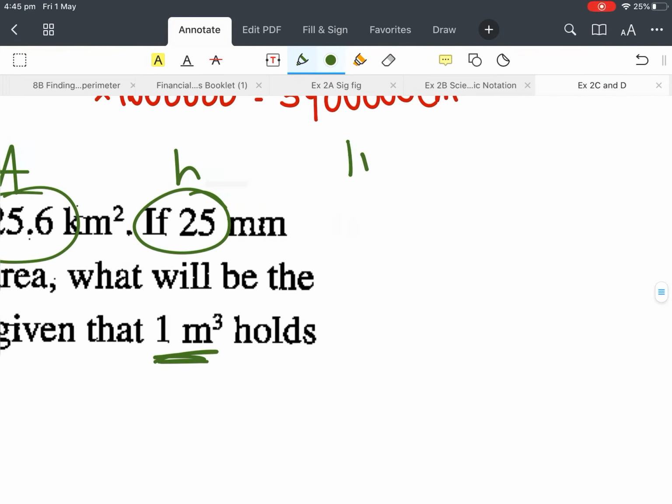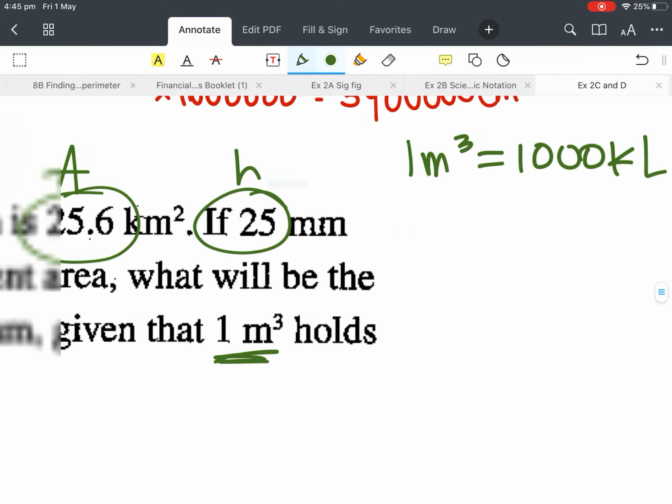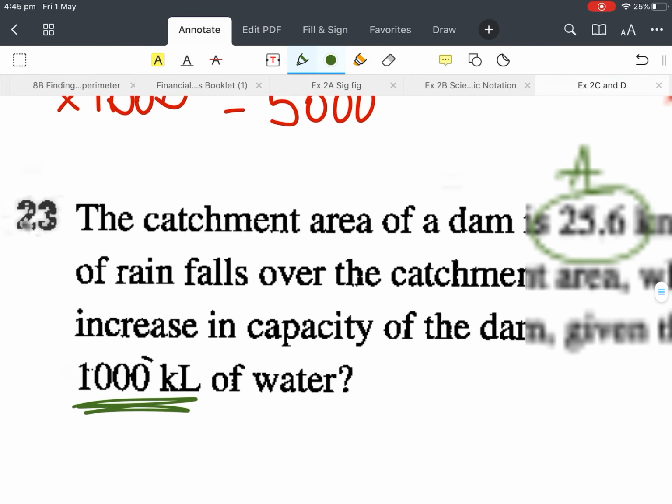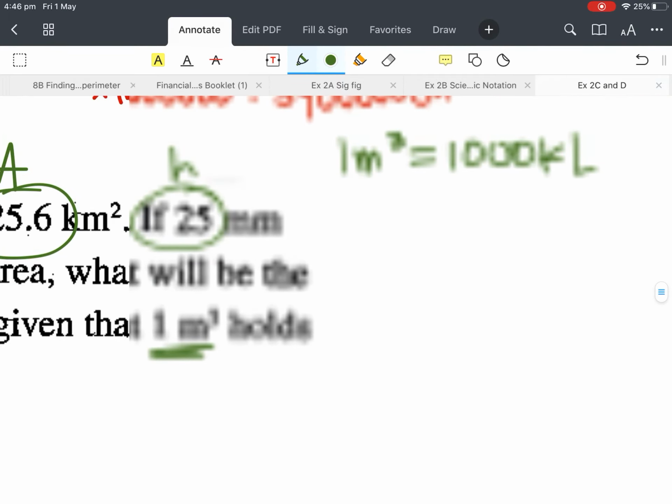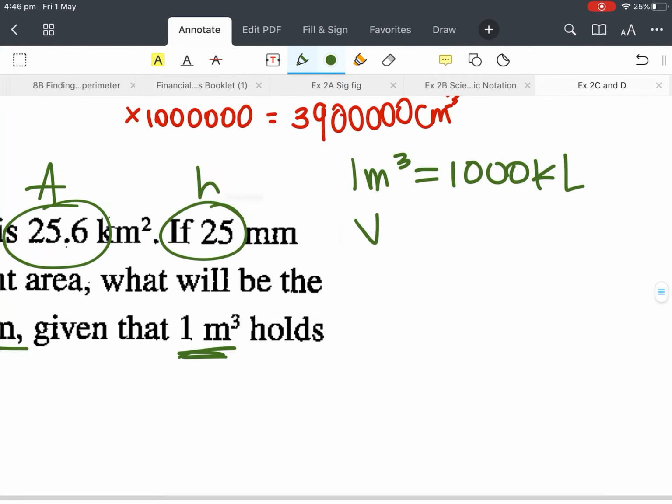So 1 metre cubed equals, was it 1,000? It was 1,000, wasn't it? Kilolitres. All right. Now, here we have area, we have our height. They're talking about rain falling over a catchment area, and they basically want to know what the increase in capacity of the dam is. So really we're finding volume here. So your basic volume formula is volume equals the area times the height.